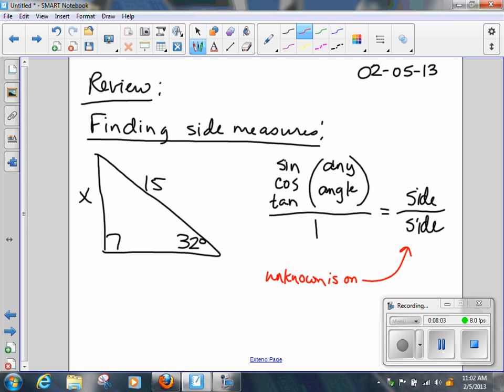Why did I put sine, cosine, tangent? No, I just said left side. Did I say the left side? No, she said right. Oh, I just said right. Because your unknown is going to be on the right side of your proportion. Your unknown, your variable that we're solving for. All right, now your unknown is on the right side.